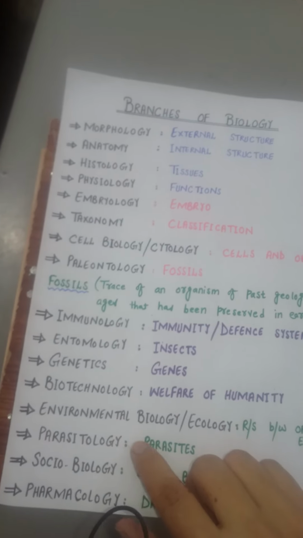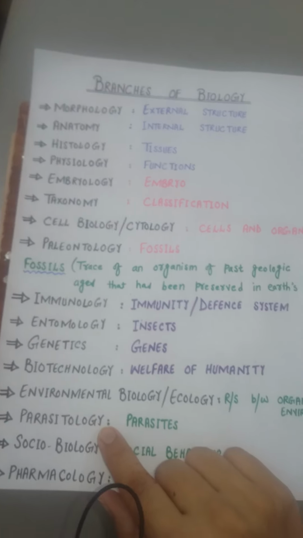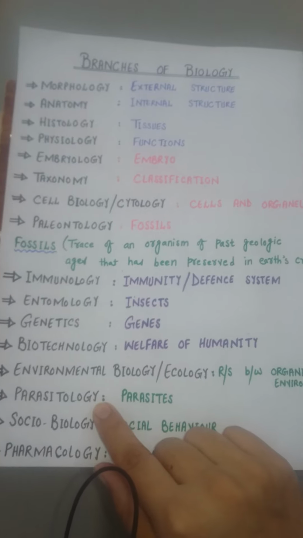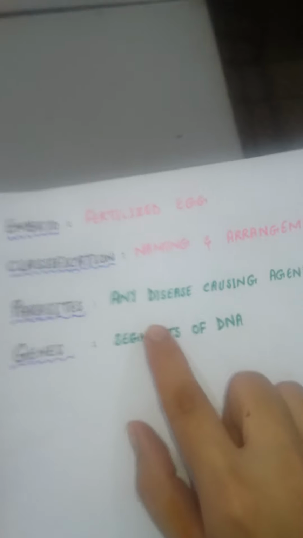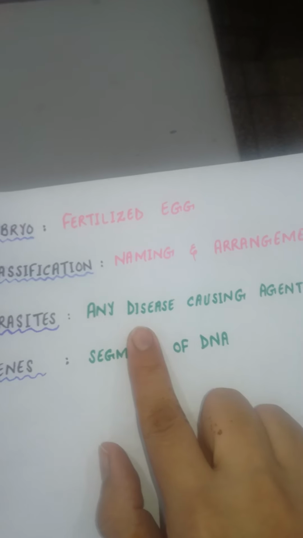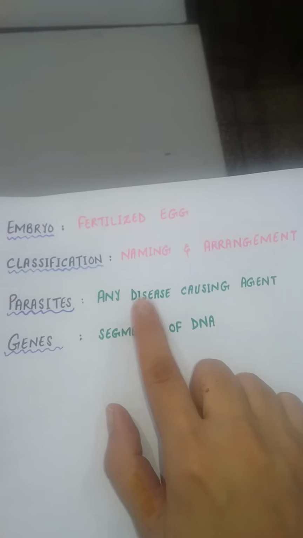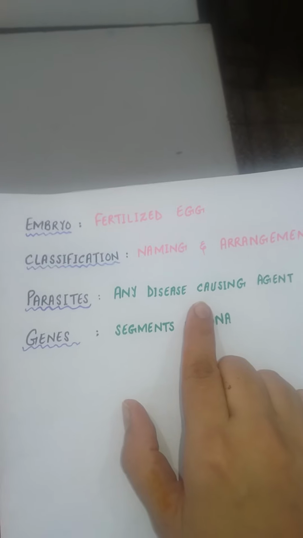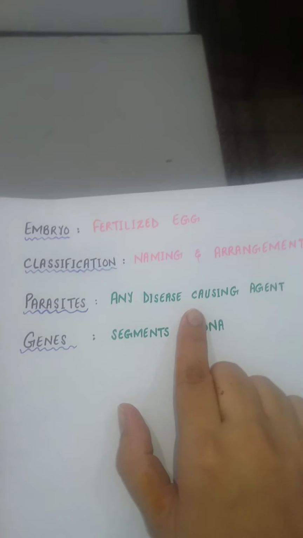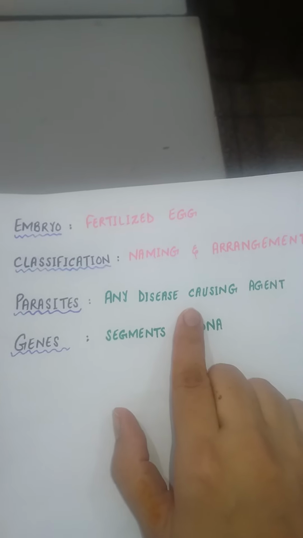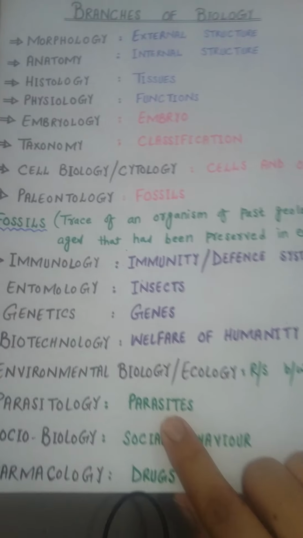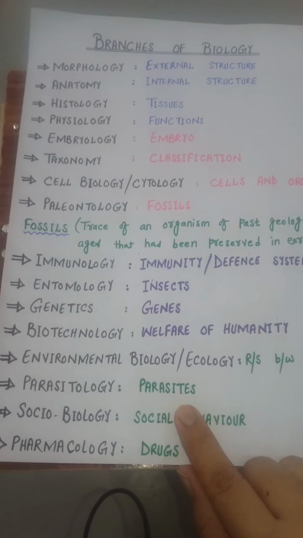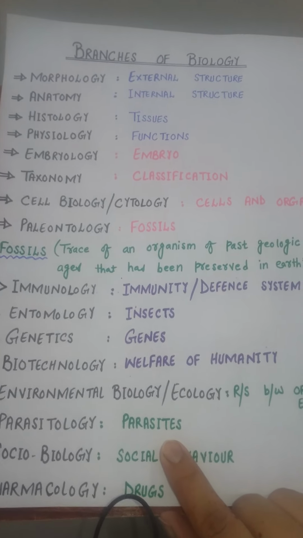Now, the next is parasitology. The keyword for parasitology is parasites. What are parasites? Parasites means any disease causing agent. Every agent that causes disease in plants, animals and human beings is called a parasite. So, in parasitology, we study the parasites and all aspects of parasitism.